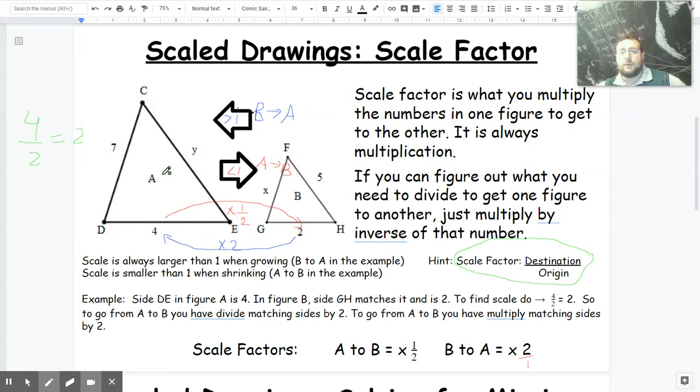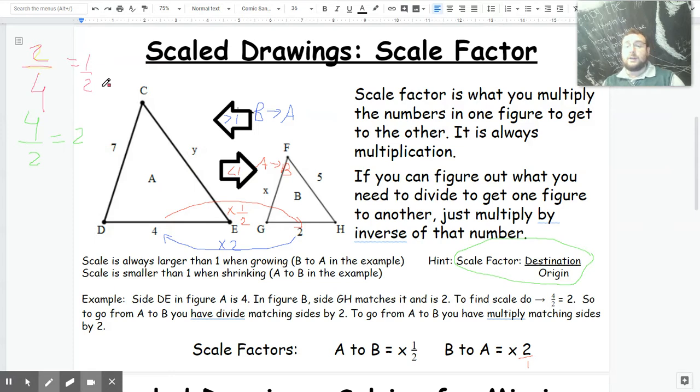Now, if I was going from A to B, then it would be the other way around because my destination would be 2 and my origin would be 4. So I'll put destination on top, 2 divided by, can you barely see that number? Let me get a darker color. So you get 2 divided by 4, which will be half. And that's why they're inverses of each other, because the destination and the origin flipped. So that's basically it. This is how you find the scale factor.